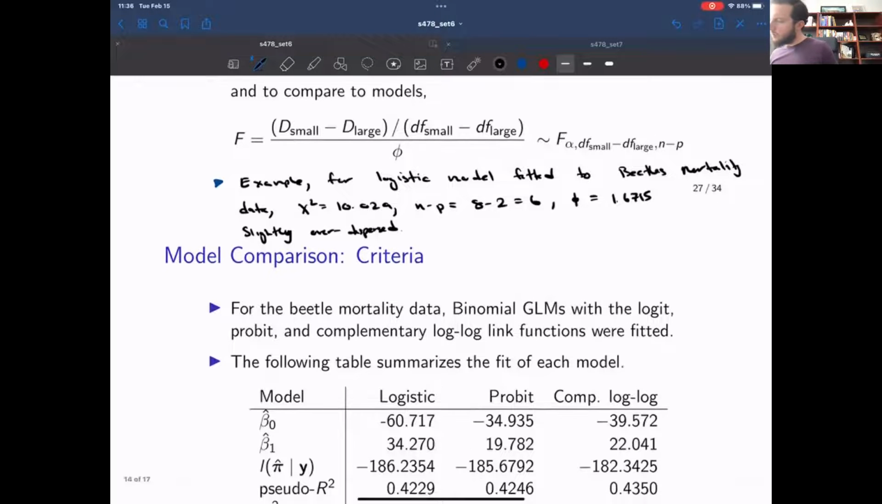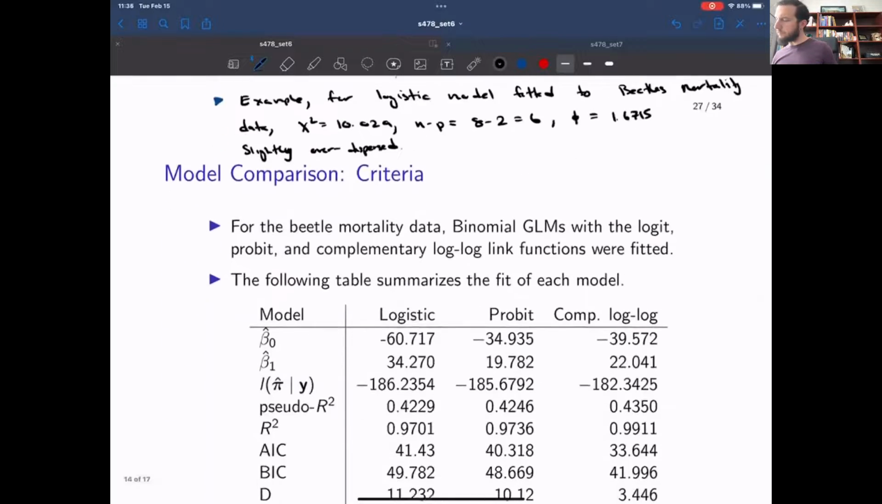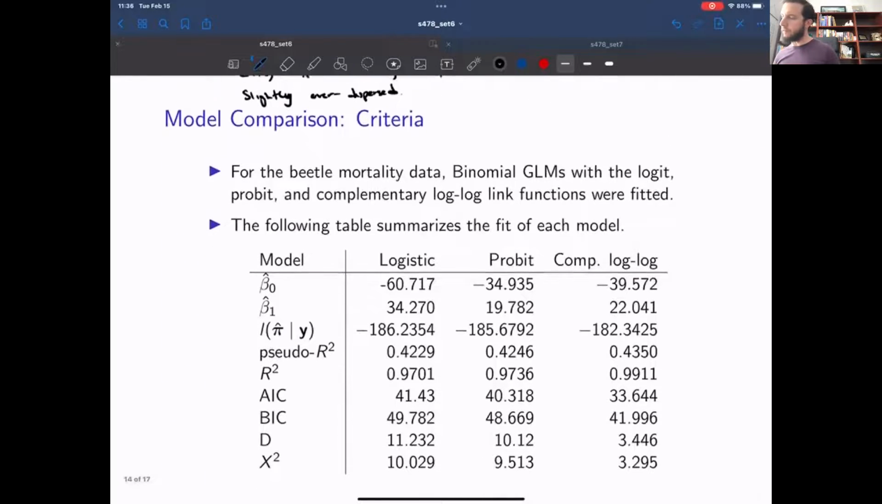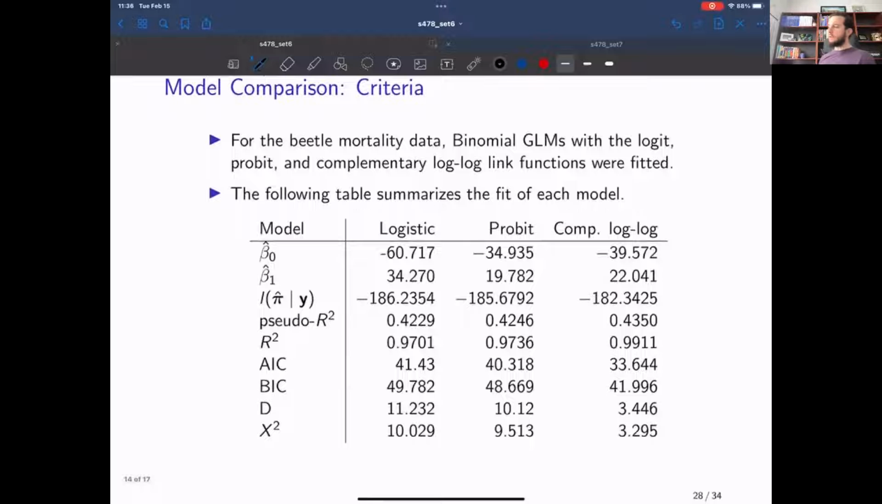Okay, cool. All right. So just a quick example there of how to compute that parameter. Okay. Returning back to the beetle mortality data, the last thing I want to talk about in this lecture set is model comparison across the 3 binomial GLMs. So we have introduced a fairly large number of different values that we can use to evaluate the fitted model. So for example, we talked about the pseudo R squared value, the R squared value, the AIC, the BIC, the deviance measure, and the Pearson X squared value.